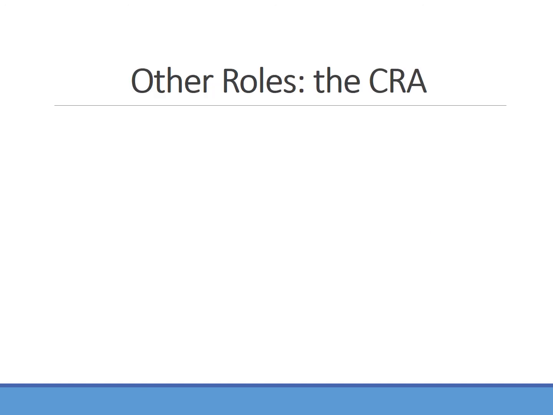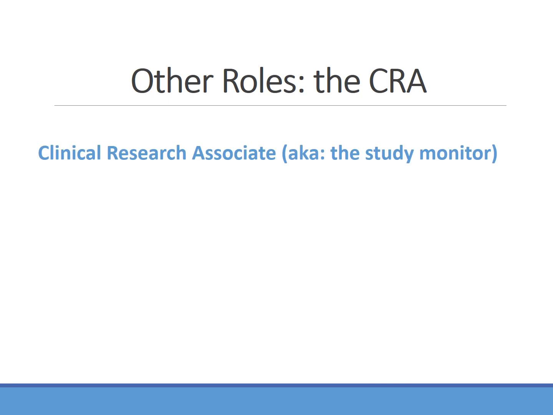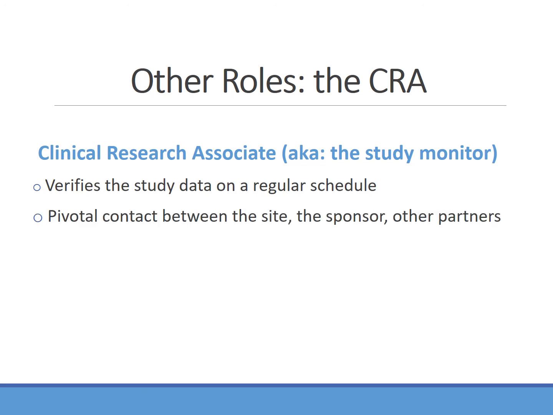Other roles, the CRA. We talked about the CRC. The CRA is a clinical research associate. You'll hear them called the study monitor. The study monitor actually comes and monitors or verifies the study data on a regular schedule. The CRA, the study monitor, will come to the investigator's site and look at the data that's being collected and created and verify that it is accurate. The CRA is a very important person. They work to coordinate things between the investigator and their study site, the study sponsor, and other partners, such as if there's a CRO involved.